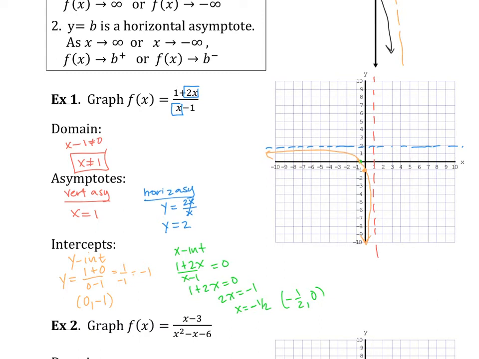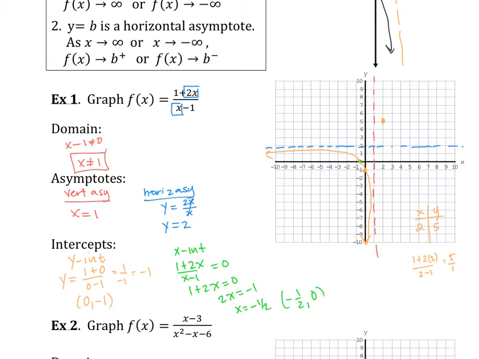I'm going to plug in a point. To the right of the asymptote, x is 1, so I'm going to plug in 2. If I plug in 2, and you wouldn't have to show work, what is that? 1 plus 2 times 2 over 2 minus 1. That's 5 over 1, so at 2, 5 is a point on the graph. I could have picked 3, 4, anything like that.